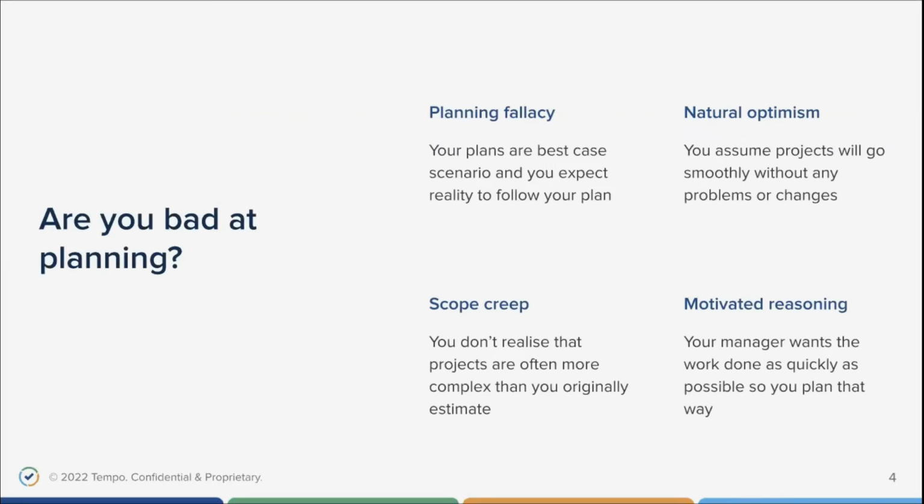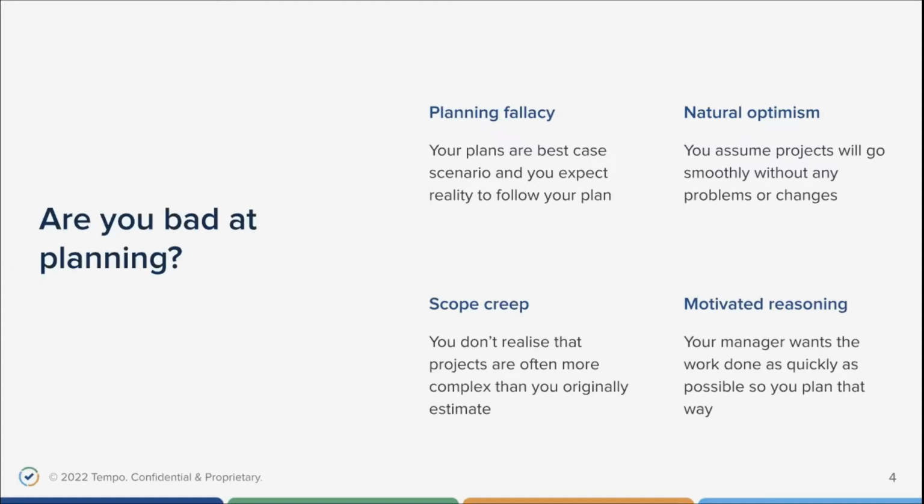You are here because you want to improve your planning in Jira. But it's helpful to understand that as humans, we are pretty terrible at planning to begin with. And there are good reasons for it. There is the planning fallacy. We plan for the best case scenario and we expect somehow reality to follow. But as we know, reality is pretty unpredictable and it doesn't always go as planned. We also tend to have a natural optimism and expect projects and tasks to go smoothly. Again, the reality is usually a totally different story.